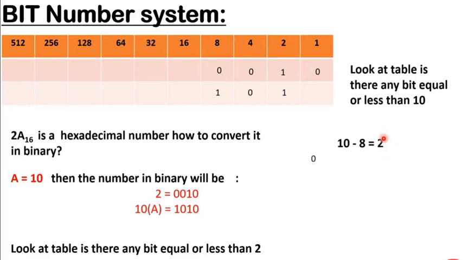So you have now 1010. That is 8 plus 2, and that is why you have 10. So that is for the letter A. That's the combination: 2A, the 2 is 0010, and then the A is 1010. That is the bit method of number conversion.